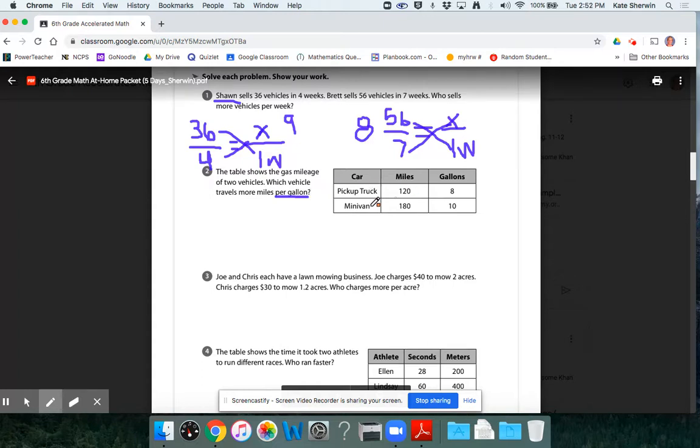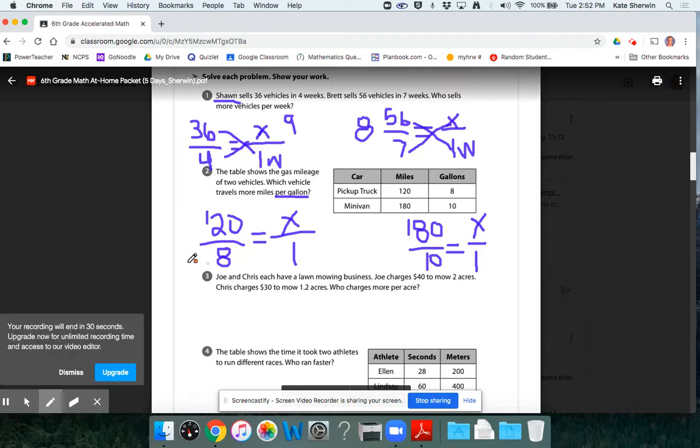So with the pickup truck, it goes 120 miles with 8 gallons. You'll need to find out how many miles, X, does it get per 1 gallon? And over here, you'll do the minivan. The table says it gets 180 in 10 gallons. We need to know how many miles per 1 gallon, the unit rate, does it get? So that's what you'll want to do for that one.